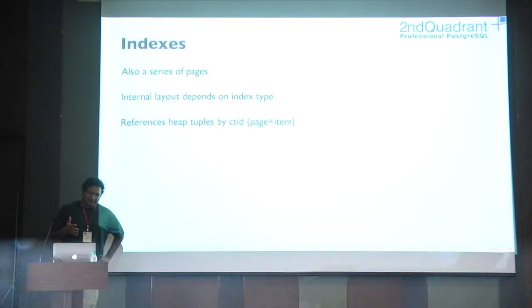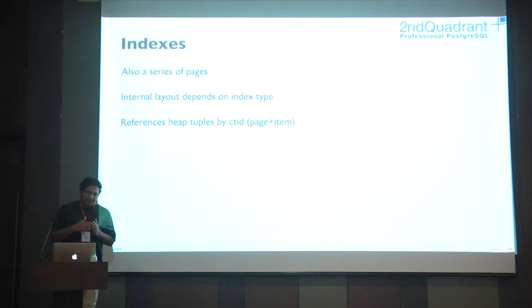So indexes are stored on disk, and therefore they use the same page abstraction of 8 kilobyte chunks that tables do. But their actual layout depends on the type of the index. The most common being B-tree indexes, but there are other types like block range indexes, which Robert mentioned, which are new in 9.5 and developed by my colleague.